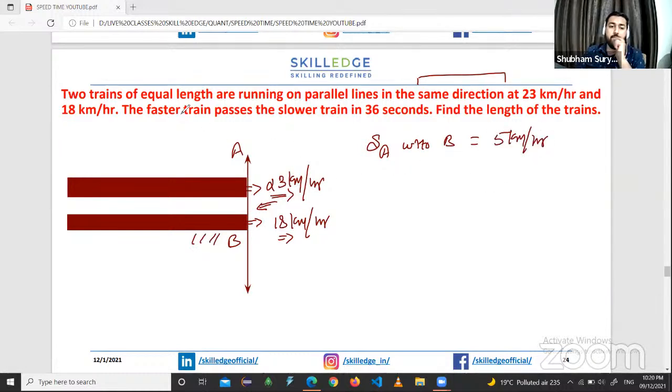Okay. The faster train passes the slower train in 36 seconds. Okay, so at 5 kilometers per hour, let's convert in terms of meters per second: 5 into 1000 meters divided by 3600 seconds, double zero goes.